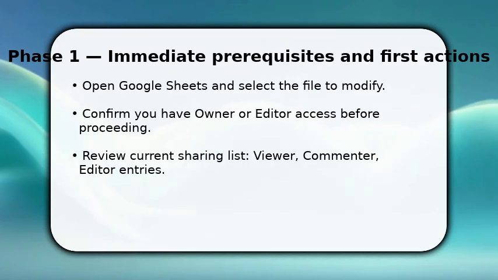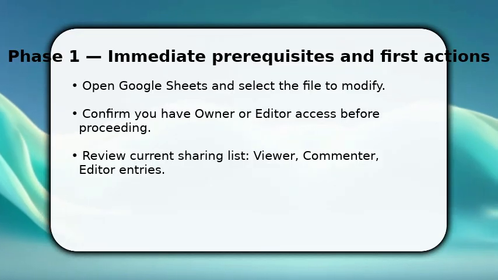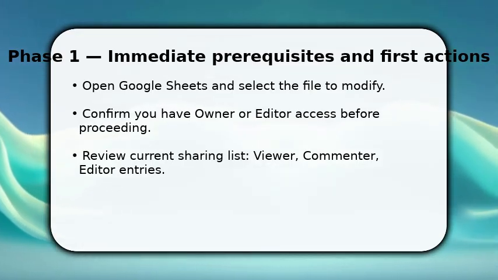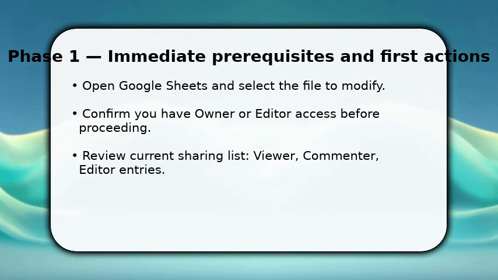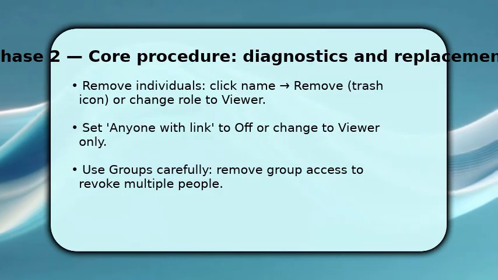Once the list is visible, prioritize individual entries you must remove and note any link sharing settings that allow access to anyone with the link. Now, remove access. Click each person's name and choose Remove to revoke their permission. You can also downgrade roles if needed.